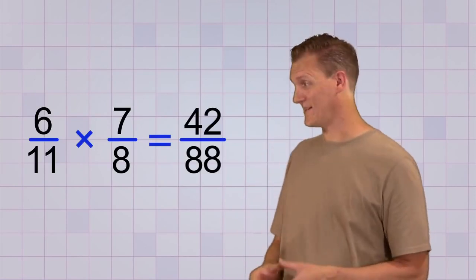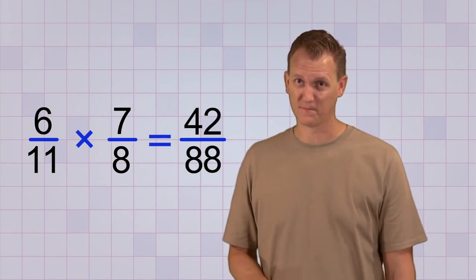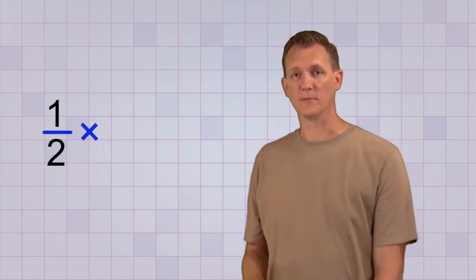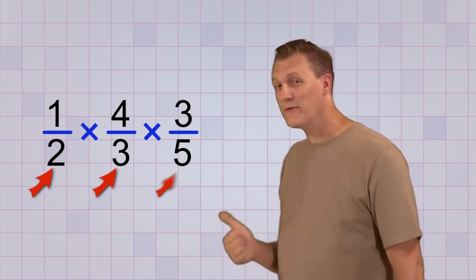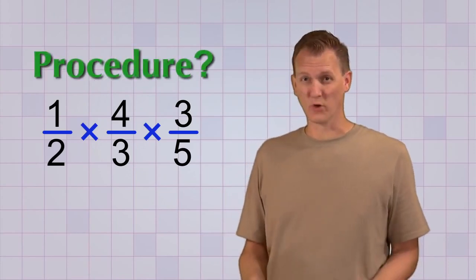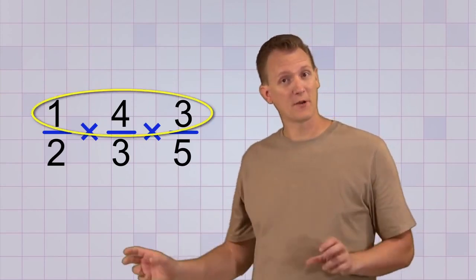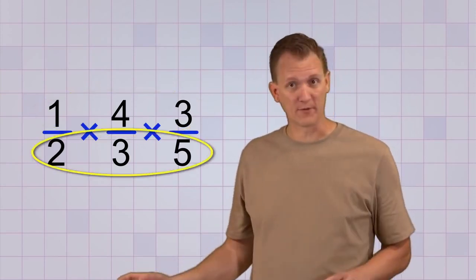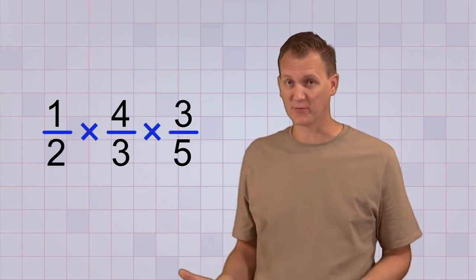Oh, now some of you might see that this answer could be simplified, but we'll save simplifying fractions for another video. All right, let's see one last example. Here it is. 1/2 times 4/3 times 3/5. Wait a minute, this has 3 fractions multiplied together, and the middle one looks like an improper fraction because its top number is bigger than its bottom number. Does our procedure work for this problem too? Yep, all we have to do is multiply all the top numbers together, and then multiply all the bottom numbers together, and we'll have our answer. And this will work no matter how many fractions we have to multiply.